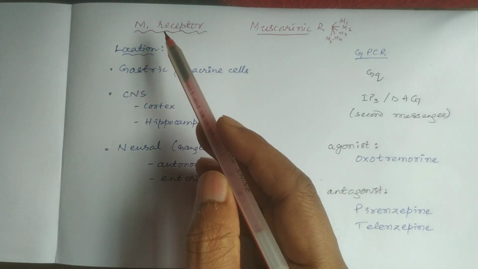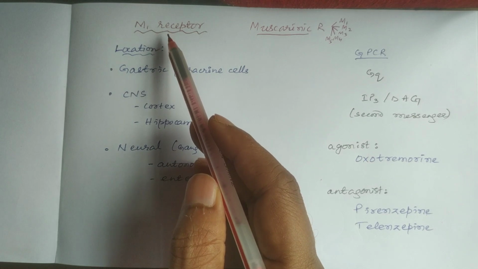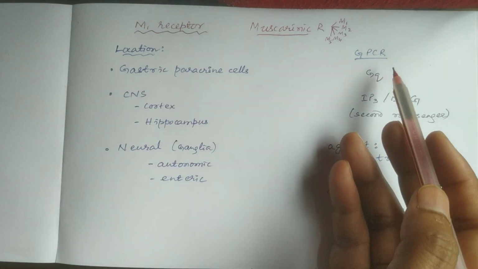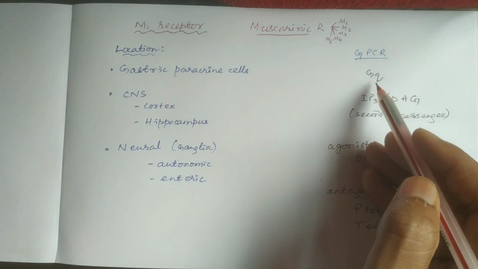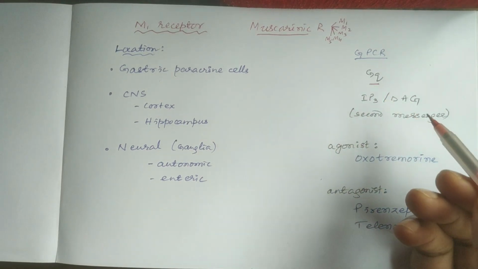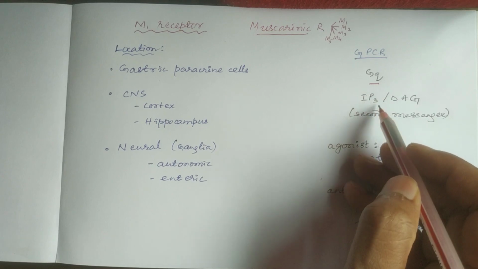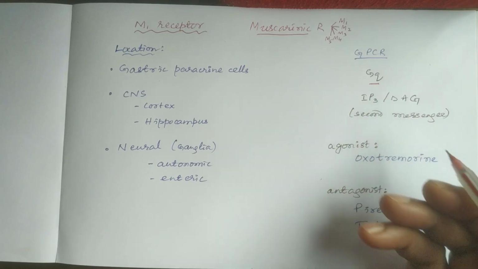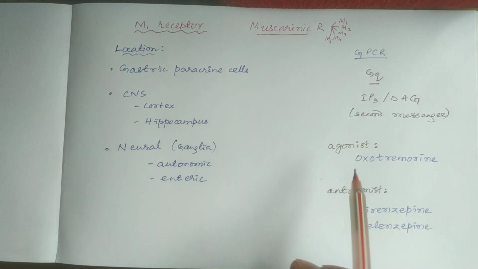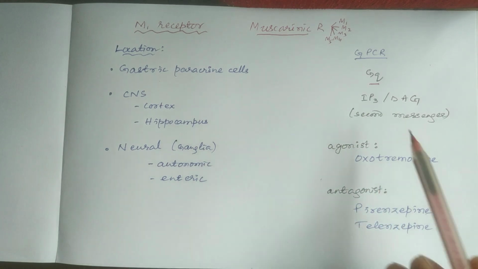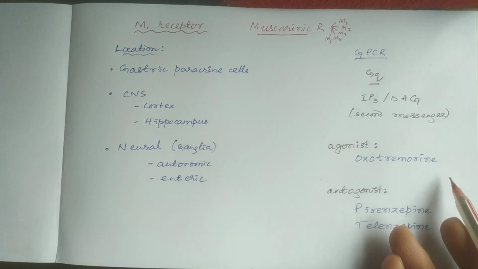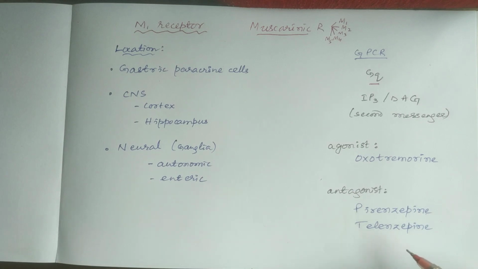So, this M1 receptor is a G protein coupled receptor, and it is a type of GQ type of G protein coupled receptor, where the second messengers are IP3 inositol triphosphate and diacylglycerol. The agonist of M1 receptor, for example oxotremorine, is the agonist of muscarinic receptor. M1 selective antagonists are pirenzepine and telenzepine.